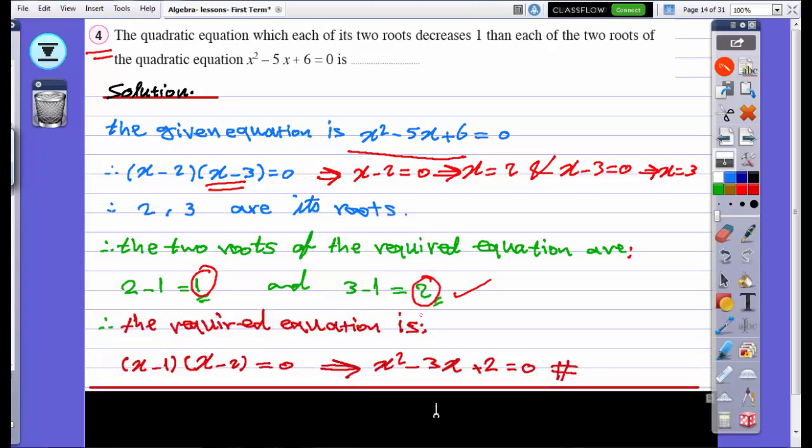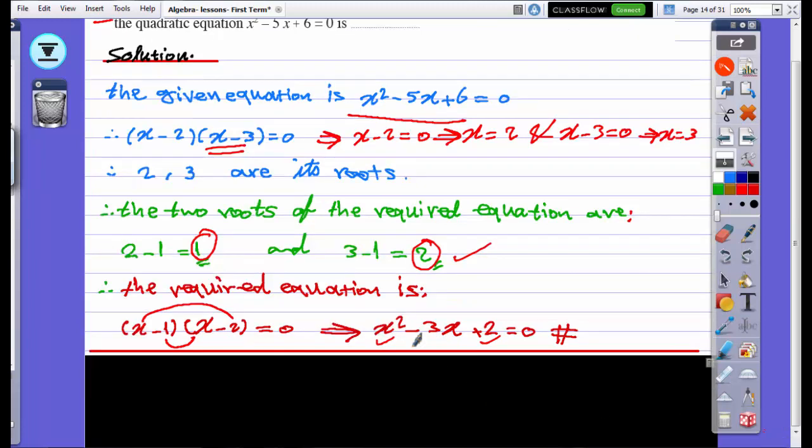And now we can find or calculate the required equation by multiplying x minus 1 by x minus 2. x minus 1 and x minus 2 are the two factors of the required equation. x multiplied by x is x squared, negative 1 multiplied by negative 2 is 2, and the middle term, how we get it, negative x plus negative 2x, which equals negative 3x. And here is the required equation.